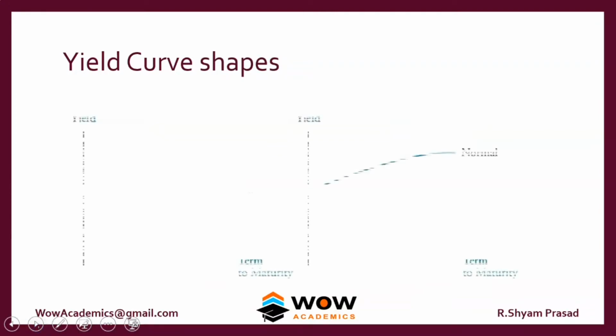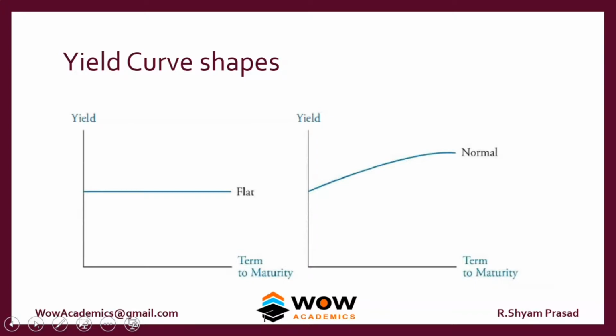So there are different types of yield curves. For example, if you take this to be a 1-year bond and another 10-year bond, you can see here the interest rate is always flat. A yield curve can also be like this. If you take this bond, it has a 1-year yield which is lower, and the interest rate for a 10-year bond is much higher, and this is called the normal curve.